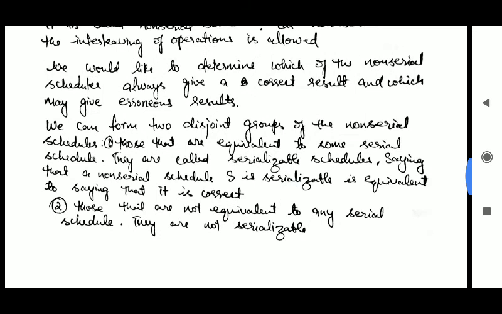We can form two disjoint groups of the non-serial schedules. The first one is those that are equivalent to some serial schedule. They are called serializable schedules, and saying that a non-serial schedule is serializable is equivalent to saying that it is correct. The second group is of those that are not equivalent to any serial schedule, and these non-serial schedules are not serializable.